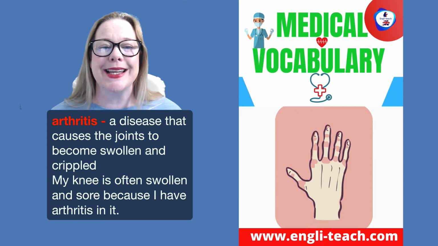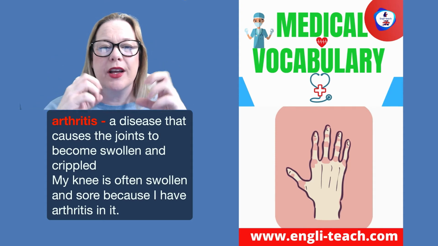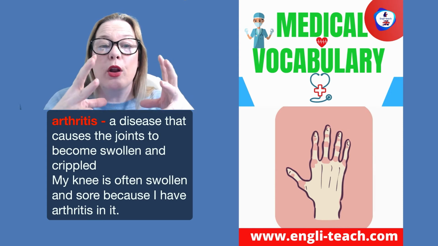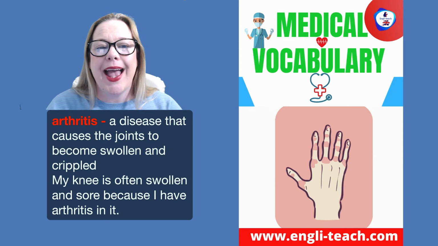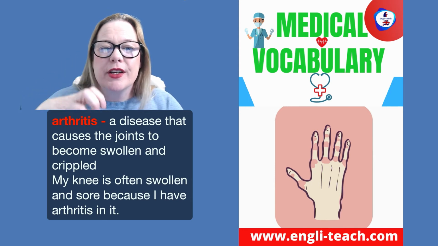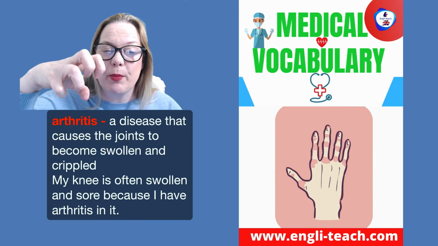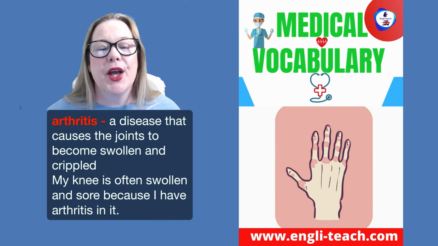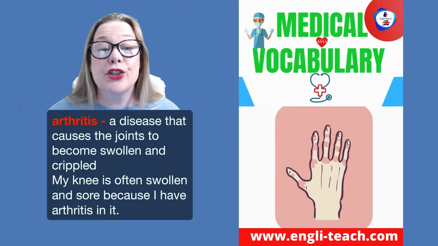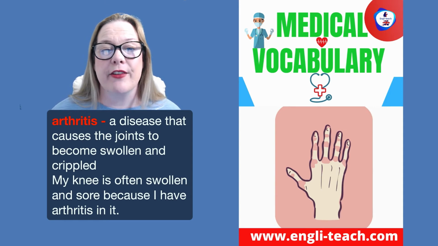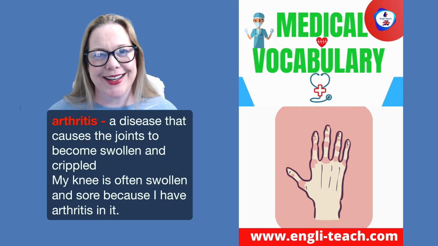Arthritis is a disease that causes the joints to become swollen. So when something is swollen, it gets bigger, okay, and crippled. Okay, swollen, bigger, and crippled. This is crippled like this. My knee is often swollen and sore because I have arthritis in it. I don't, but it's just an example.